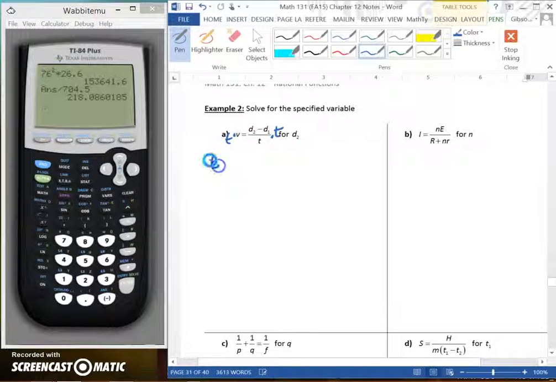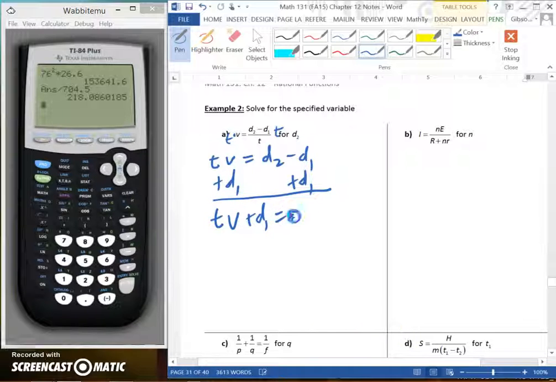So we will have TV is equal to d sub 2 minus d sub 1, because these t's will simplify out. And then we will add d sub 1 to both sides. So we have TV plus d sub 1 is equal to d sub 2. And that is the final answer.